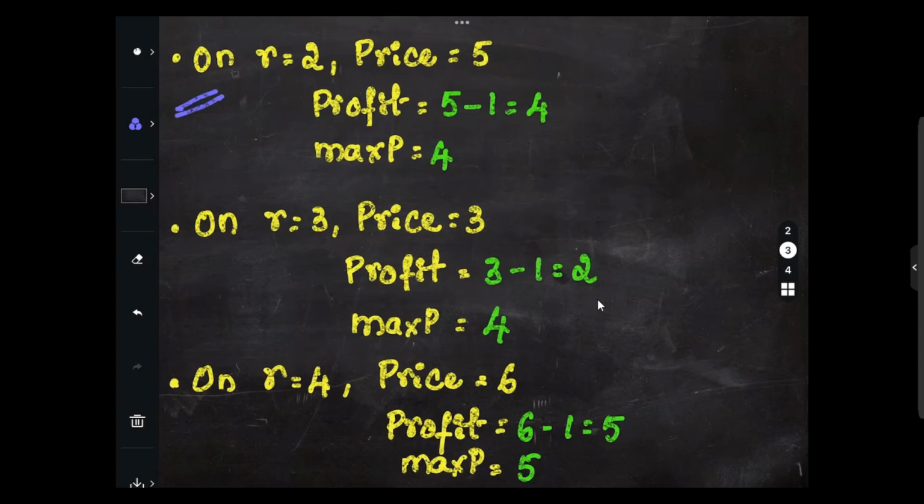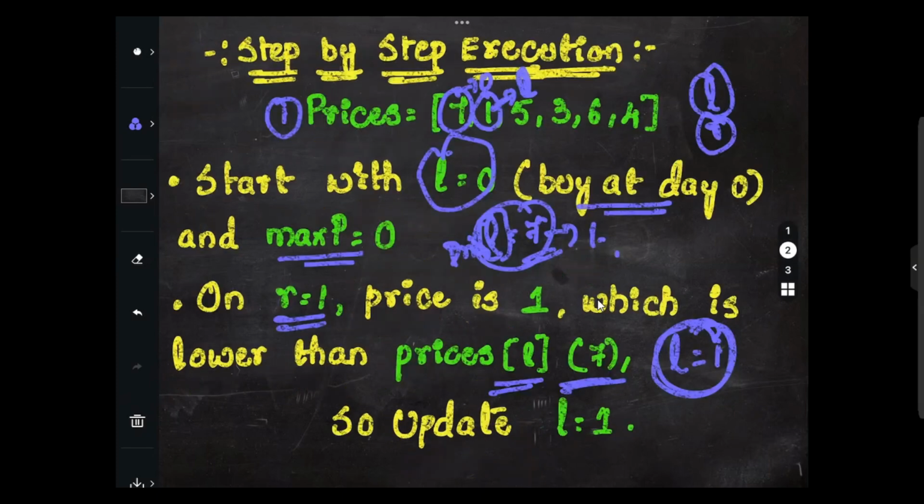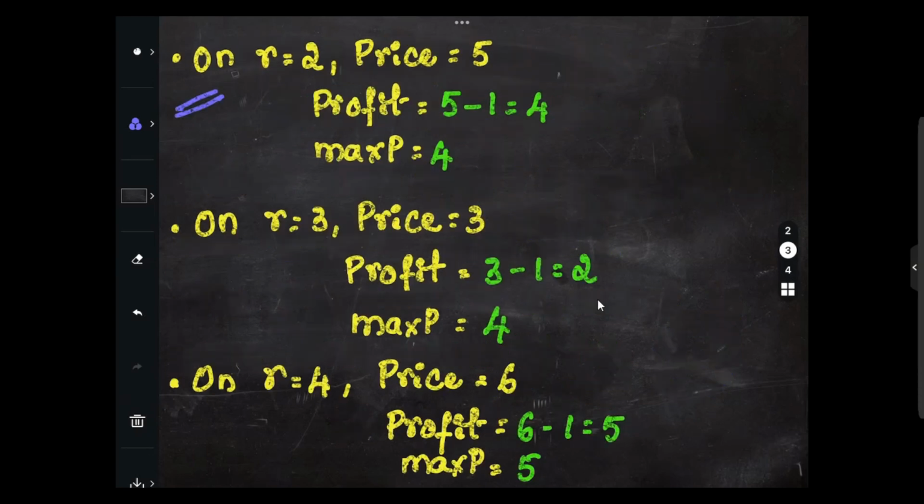On R equals 2, price equals 5. R equals 2 means index 2 we are speaking of. Price equals 5. We are moving the right pointer step by step.